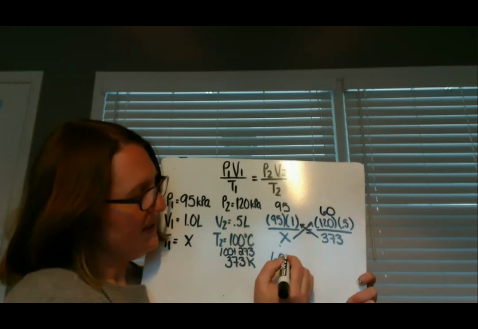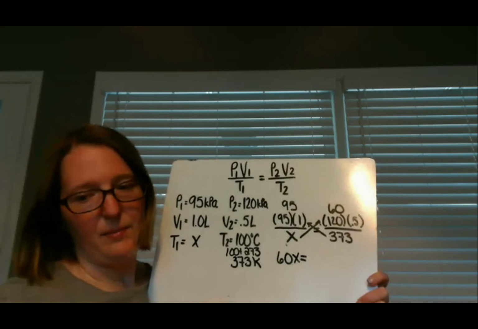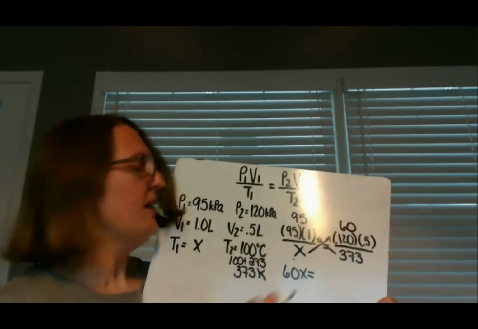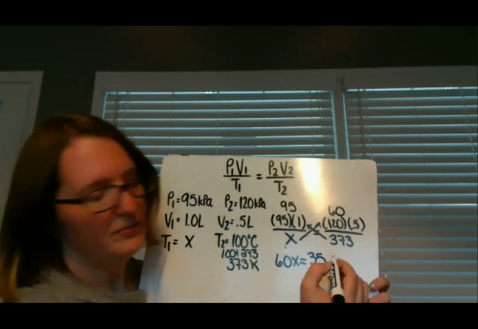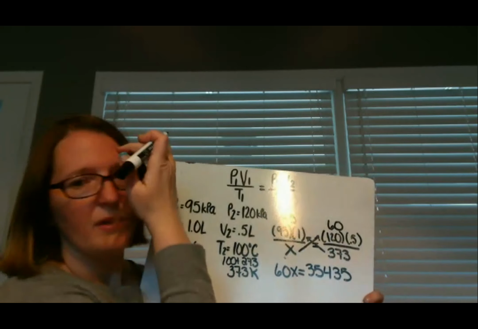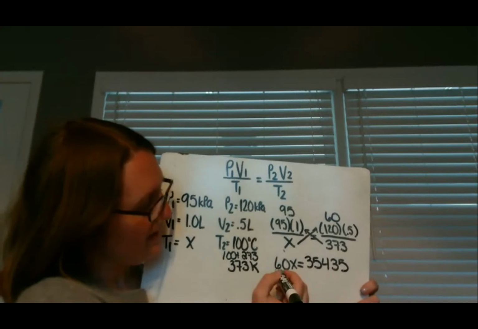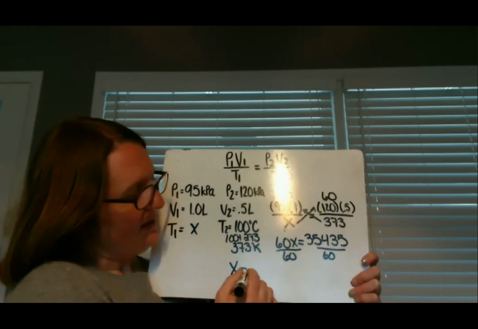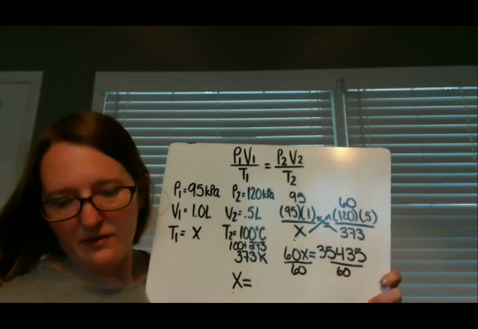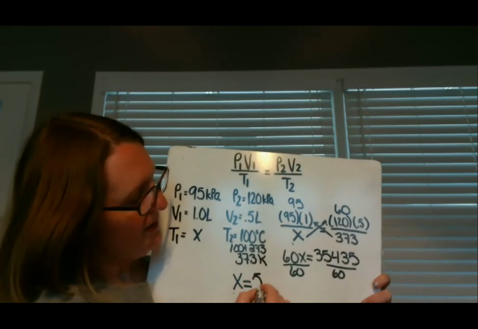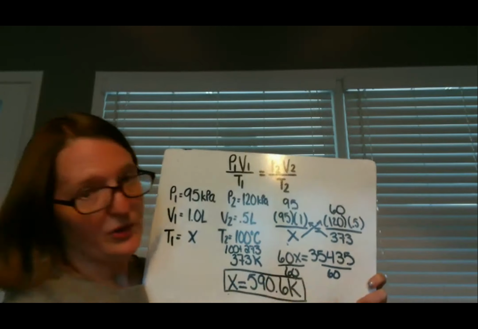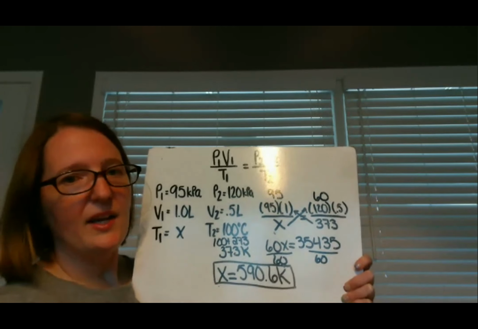So 60x equals, and then if I put that in my calculator, I'm going to take 95 times 373, and I get 35,435. All right, so now I got to get x by itself. And so to get x by itself, I just divide by 60. And I'm going to get that x equals 35,435 divided by 60, and I get 590.6 Kelvin. So that would be what my original temperature was. All right, guys, so that is a review of 6.5. That's number 3.